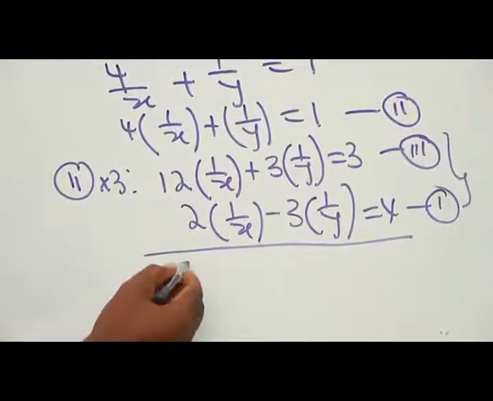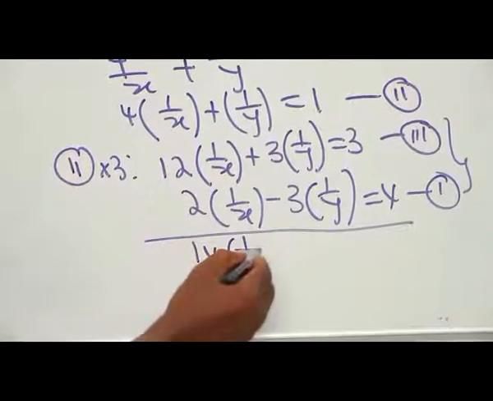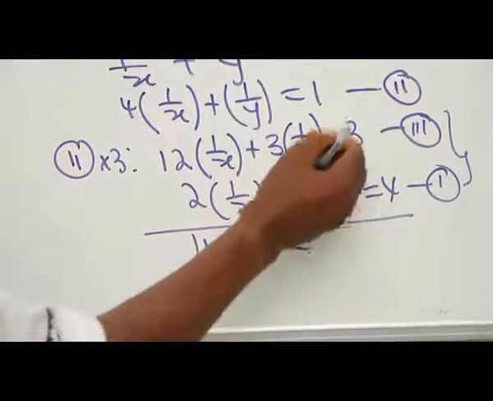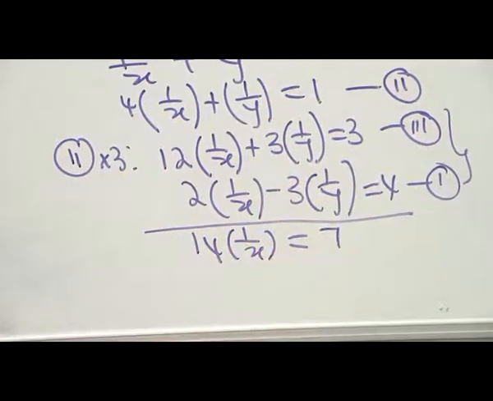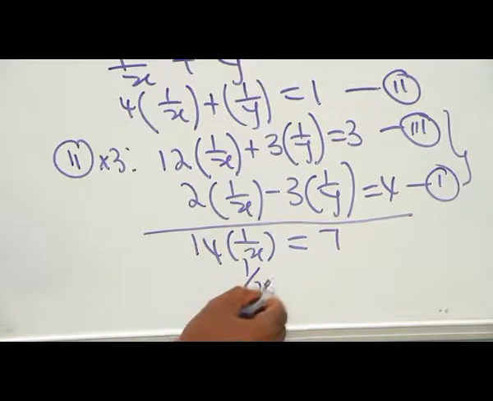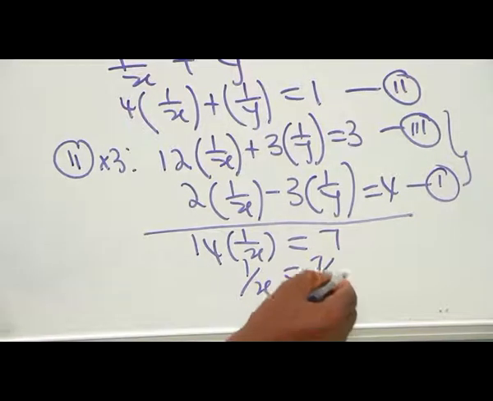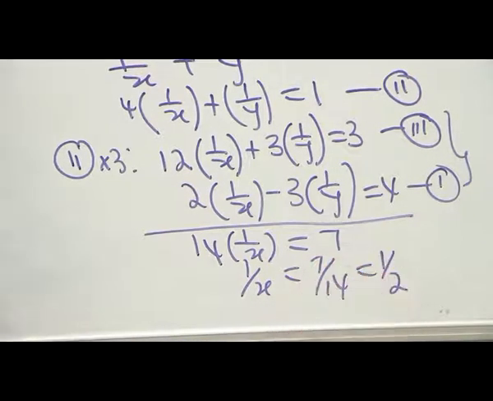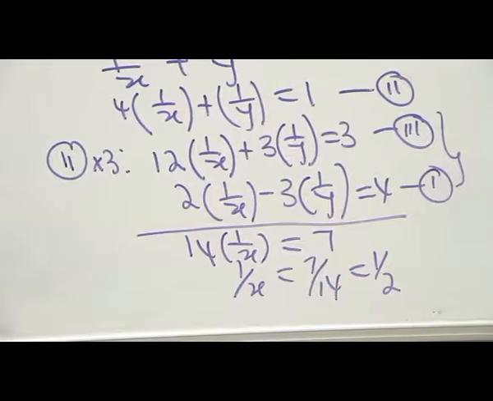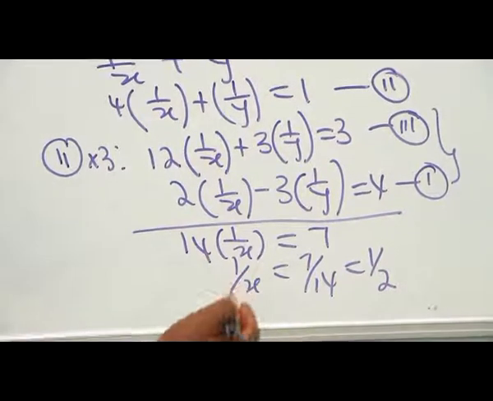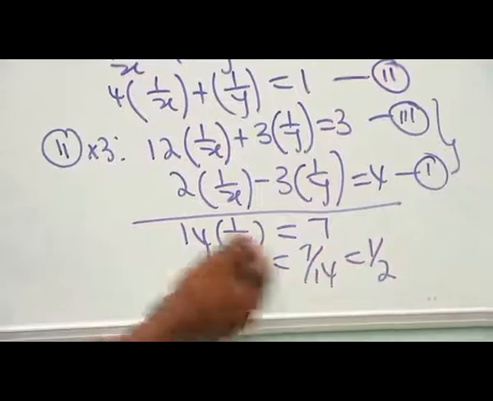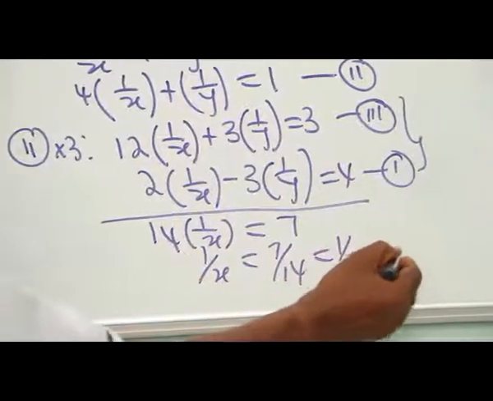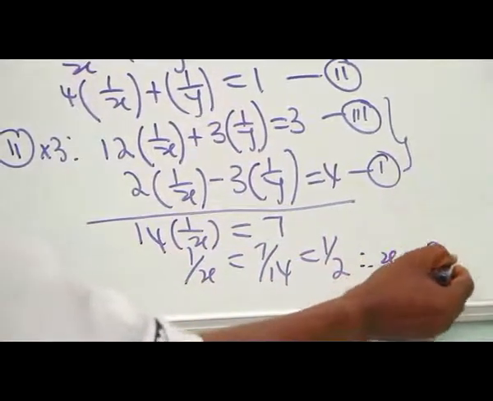So if you add this to this, you have 14 into 1 over s is equal to 3 plus 4, and that is 7. So that your 1 all over s will be 7 all over 14, which is equal to half. Therefore, what is the value of s? You cross multiply, s times 1 is s, and 2 times 1 is 2. Therefore, your s is equal to 2.